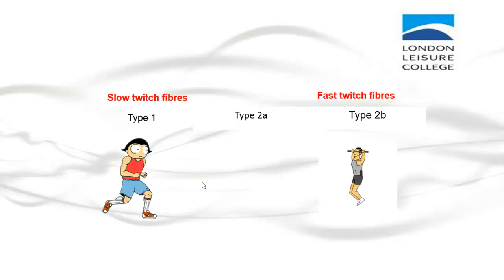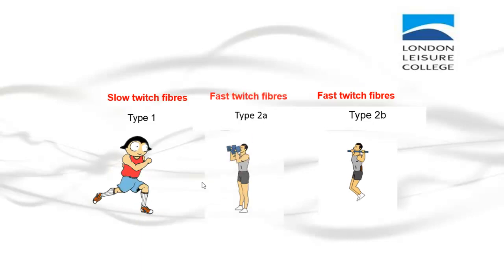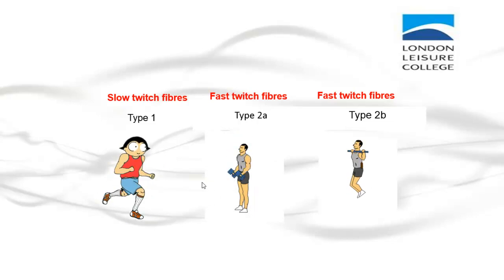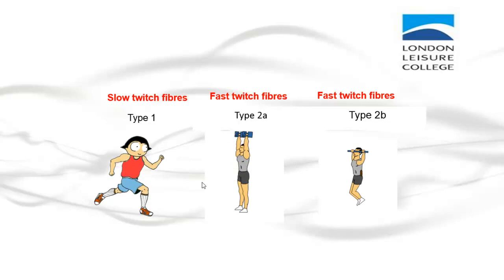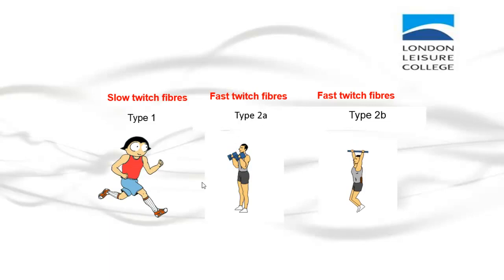And then you've got fast twitch type 2A, and you could argue from a resistance training process, if this gentleman was lifting light weights and was able to do this for a long period of time, then this would be a fast twitch type 2A workout. But don't forget, if you're looking for a track and athletics type activity, then the 800 meters would probably be the best example of someone with type 2A muscle fibres.